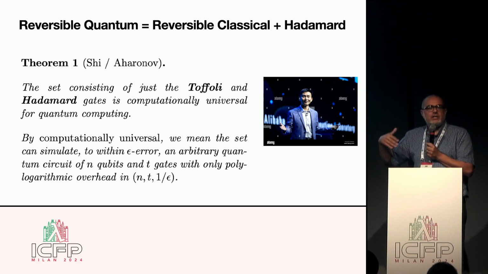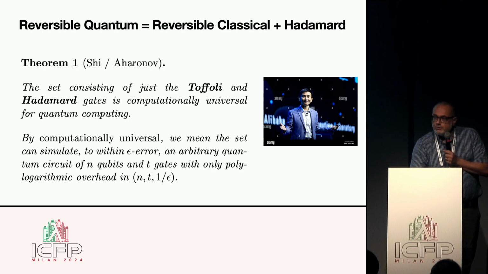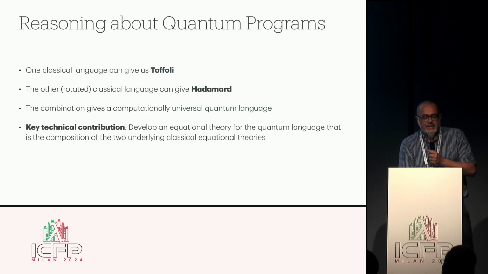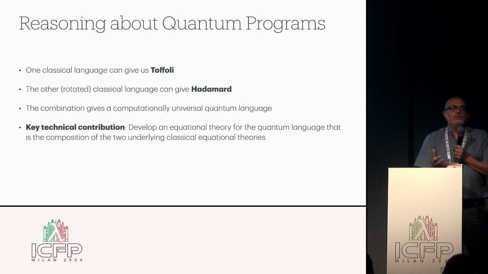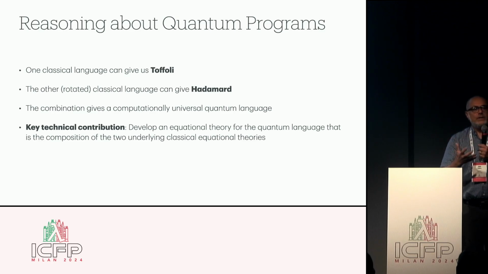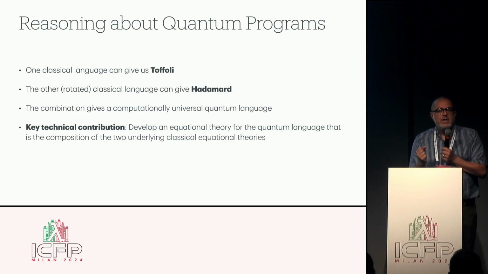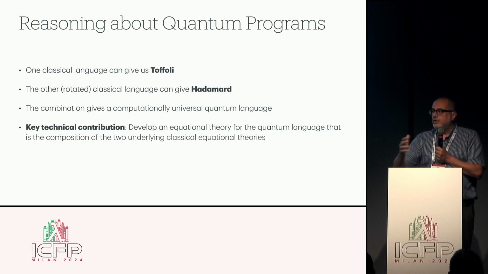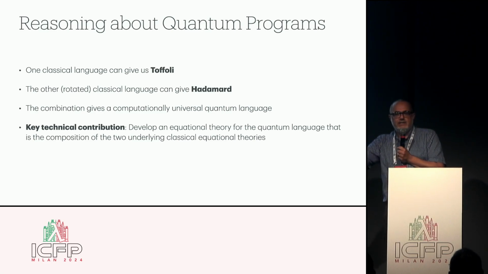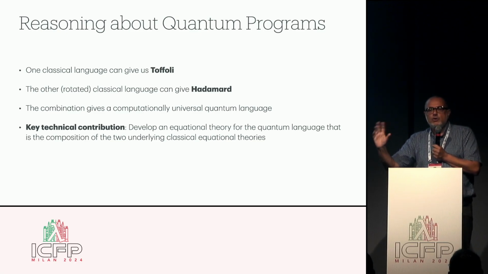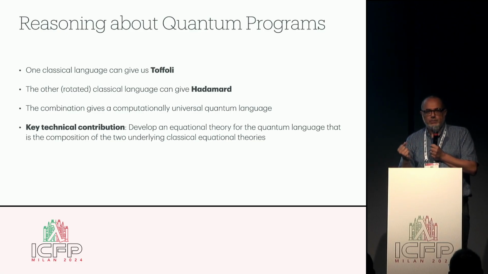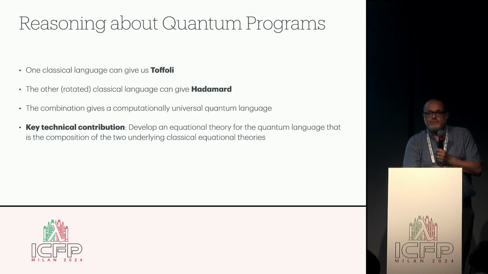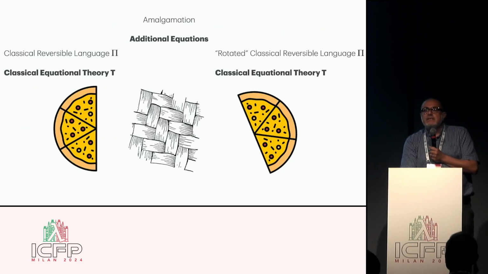So this is one node. So what are we doing now? What we're trying to do is take that result and allow you to reason about a quantum language by composing, just in the spirit of the previous talks: you take a classical language, it has an equational theory, you take another classical language, it has a slightly different equational theory, and then you combine all of that to reason about the quantum language. And we're going to build that using the ingredients we have seen. So this is kind of the game.